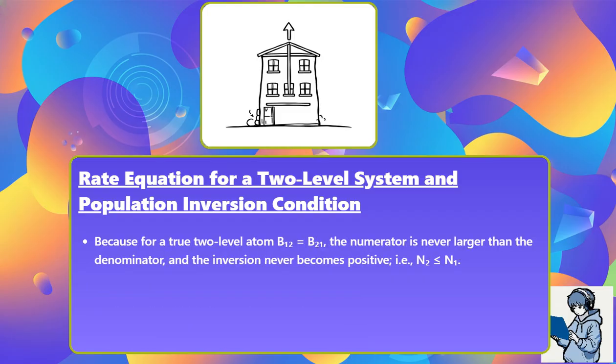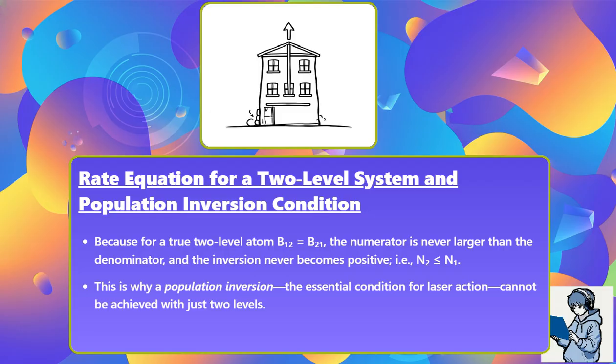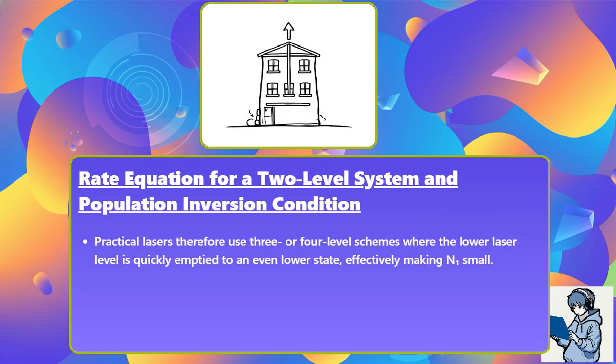Because for a true two-level atom B12 equals B21, the numerator is never larger than the denominator, and the inversion never becomes positive, i.e. N2 is less than or equal to N1. This is why a population inversion, the essential condition for laser action, cannot be achieved with just two levels. Practical lasers therefore use three-level or four-level schemes, where the lower laser level is quickly emptied to an even lower state, effectively making N1 small.